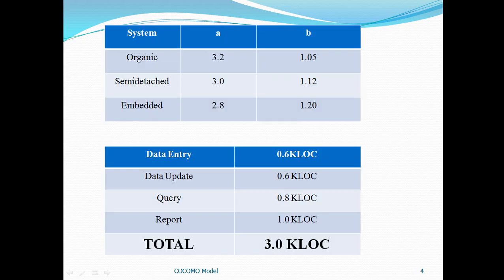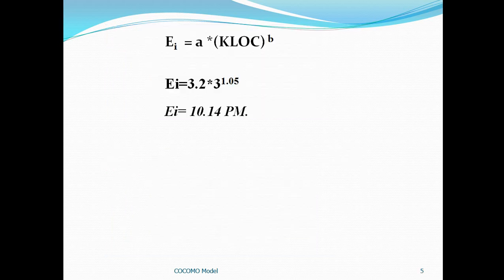KLOC is the size, which is 3.0, right? The size of all modules, the size of the project is 3.0. So here 3.0, 3 power 1.05. When we multiply these values, we obtain the total effort 10.14 person-months, right?